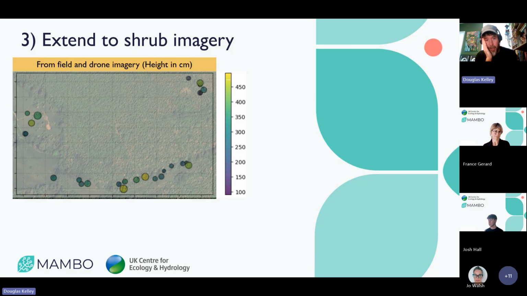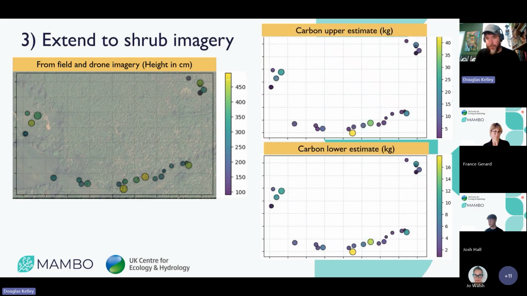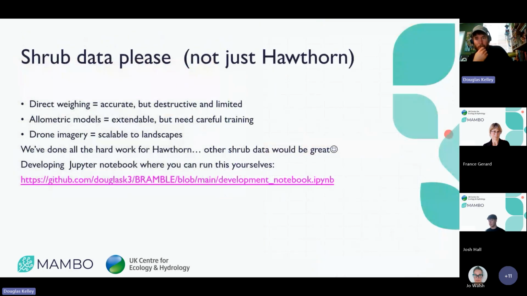If it's yellow, the taller. If it's blue, the shorter. And from that, we can start getting upper and lower estimates of carbon for these individual shrubs. And I think the idea is eventually, once we get enough shrubs in this area, we can actually start adding it all up and getting estimates for carbon for the entire site. So this is where some extra help would be good.